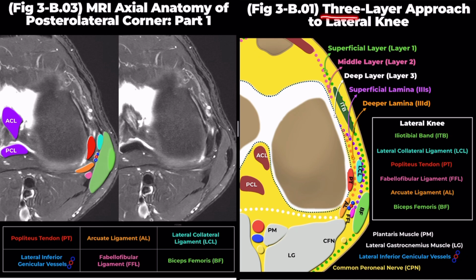Today we will systematically review the anatomical layers and structures of the posterolateral corner of the knee. To begin, let's consider the superficial layer, which is the first layer. This layer comprises the lateral fascia, the iliotibial band, and the biceps femoris tendon.